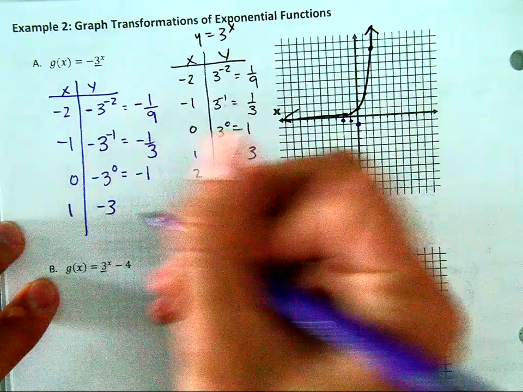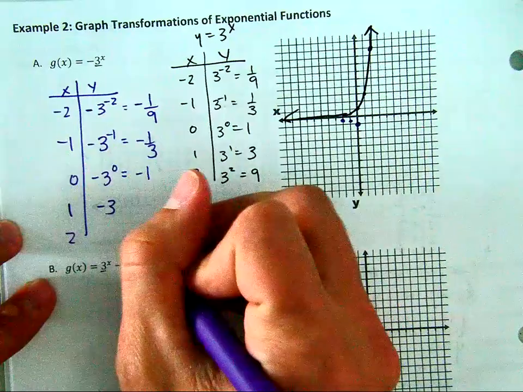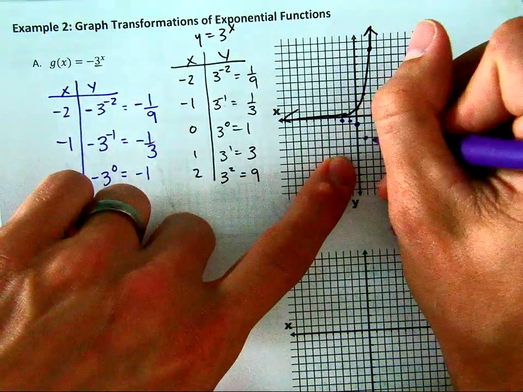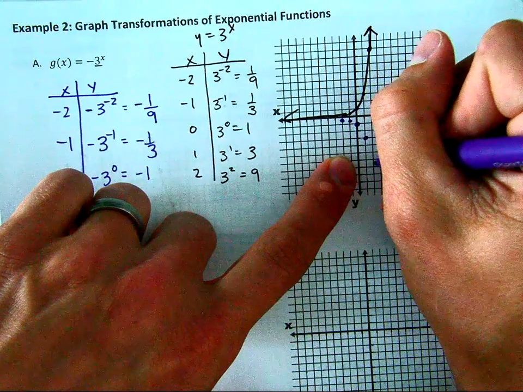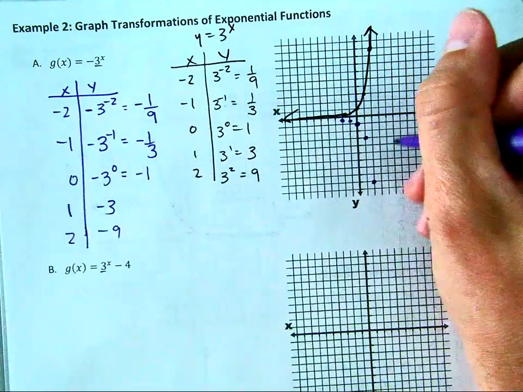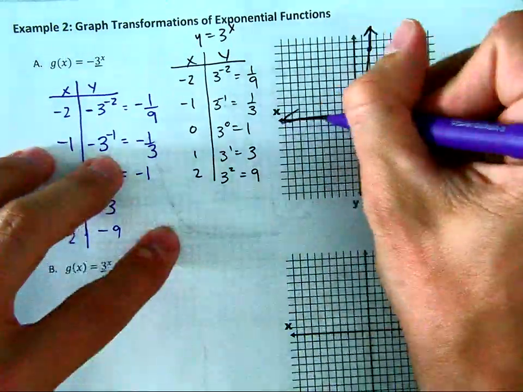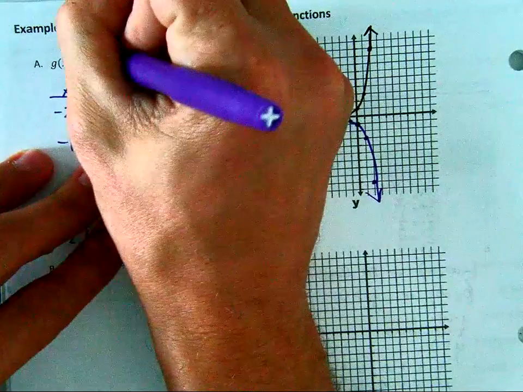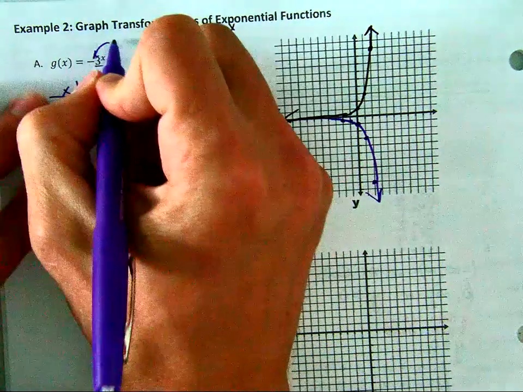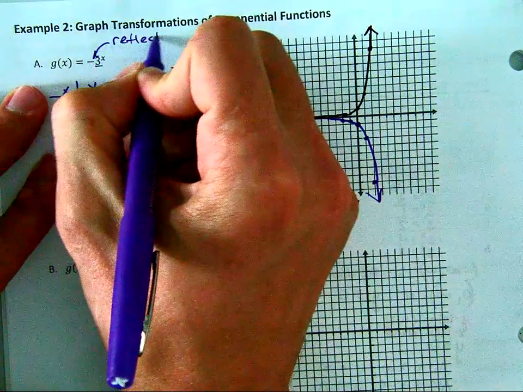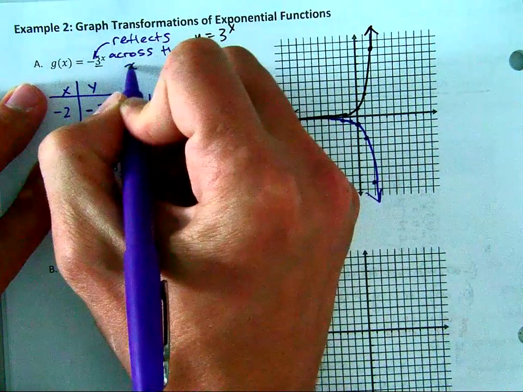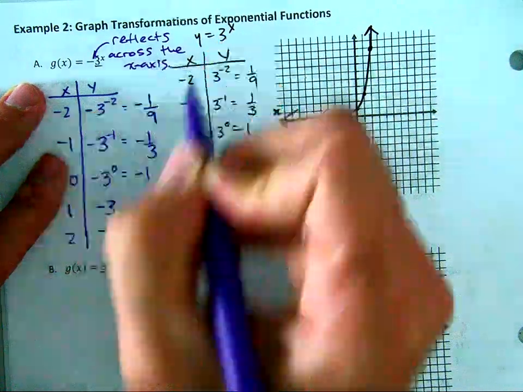And so when we talk about transformations, when we have a negative in front of the function, we say that it reflects across the x-axis. Okay? All right.